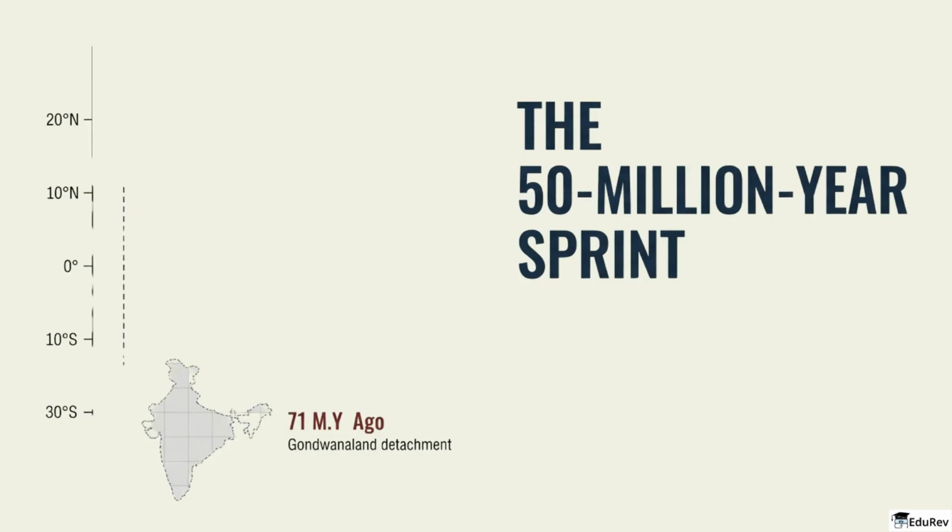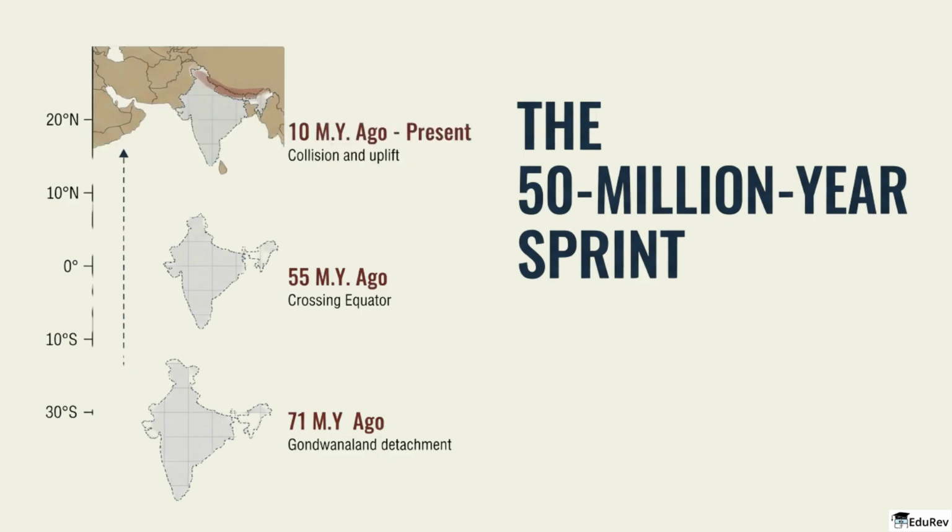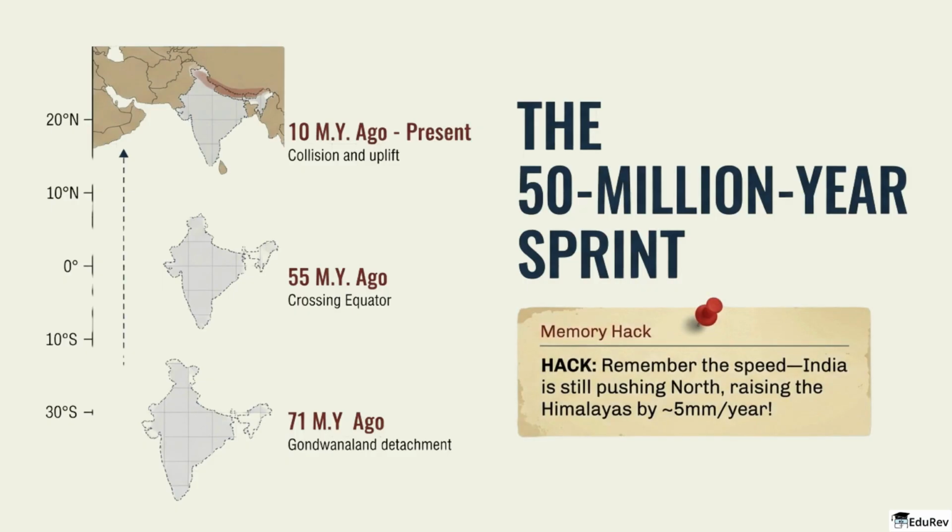Around 71 million years ago, India detached from Gondwana land. By 55 million years ago, it crossed the equator. From around 10 million years ago to the present, collision and uplift continued. And here is the important line. India is still moving north. The Himalayas are rising at roughly 5 millimeters per year.